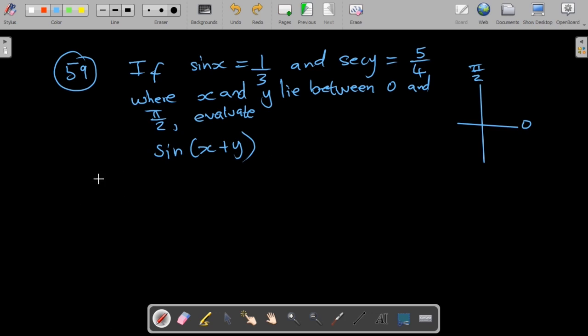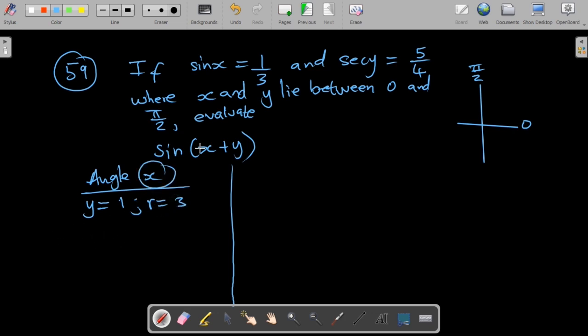So focusing on the angle x on this side, remember that your sine is y/r. So in this case, in terms of your coordinates, y is 1 and your r is 3. And we can find x, and this x is not the angle, so don't confuse it with the angle. It's just an x coordinate.